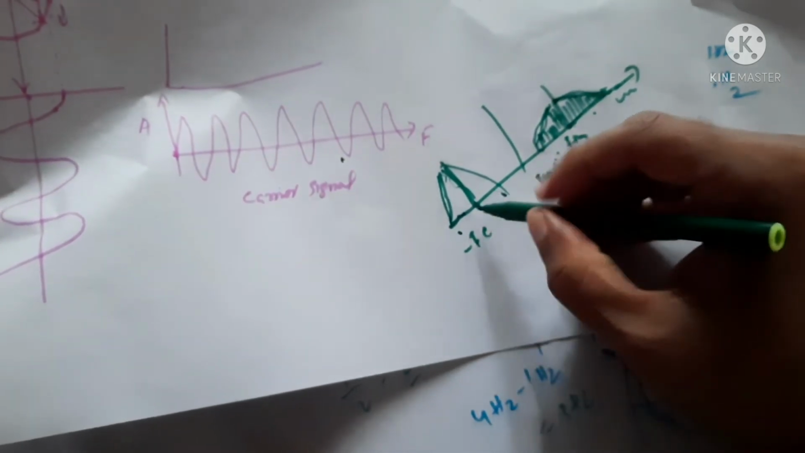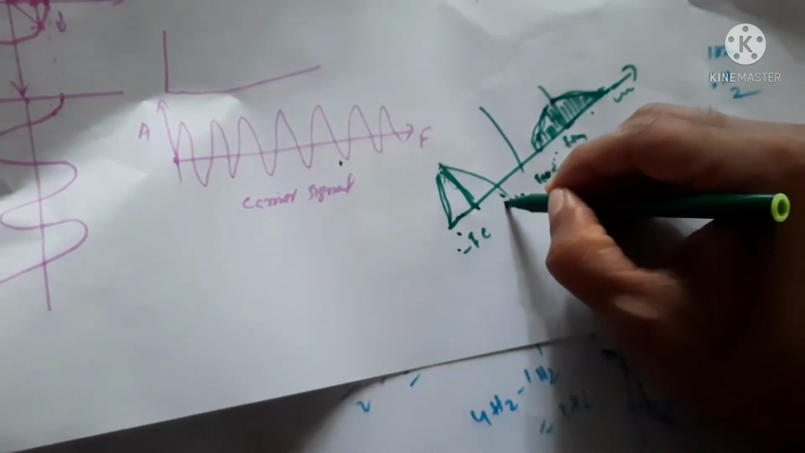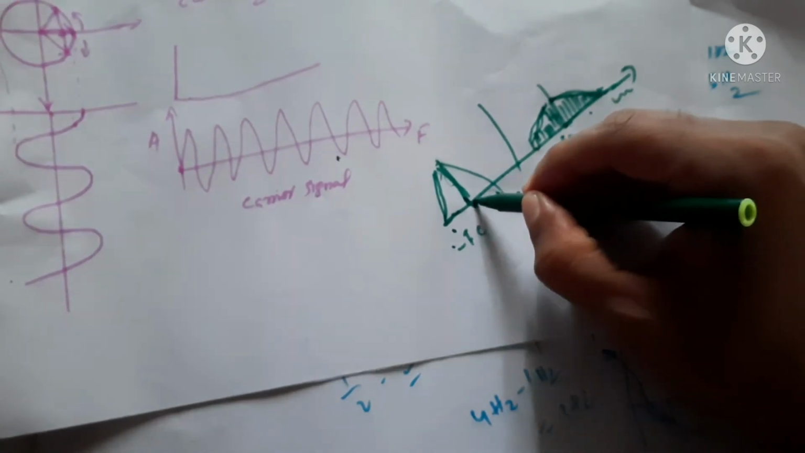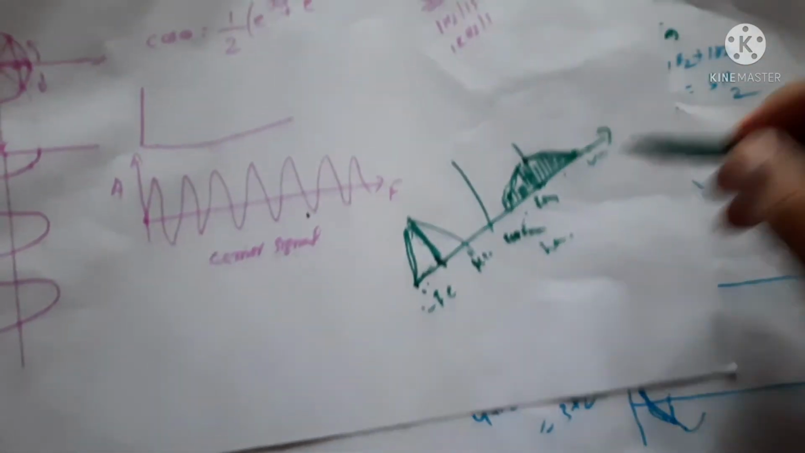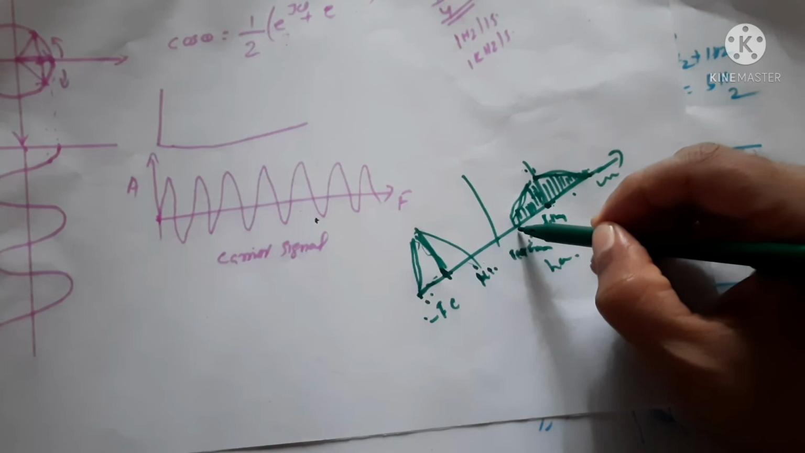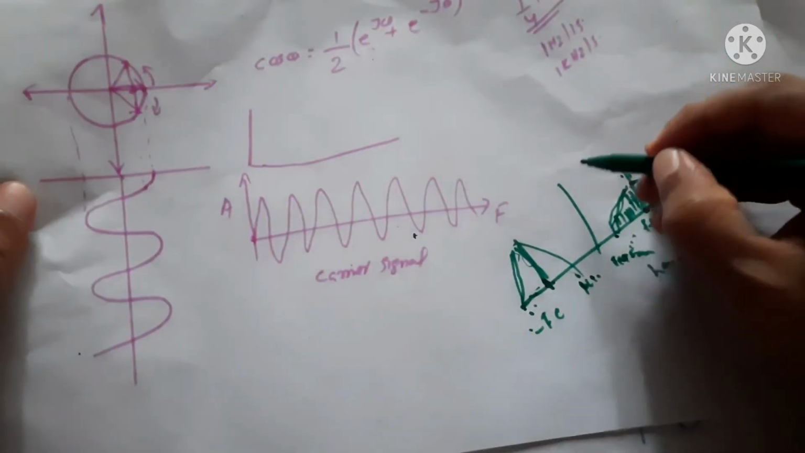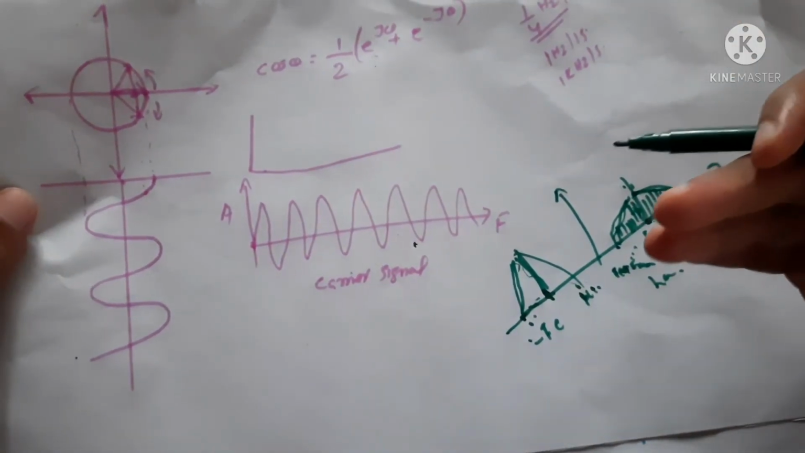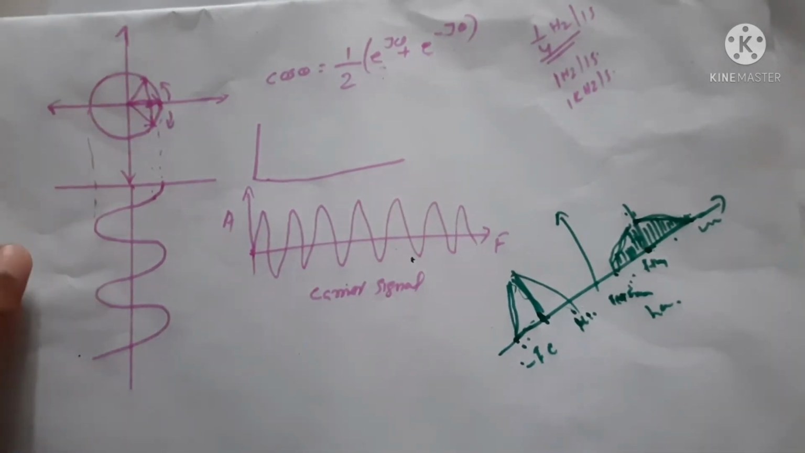This is the negative frequency upper side band and lower side band, and this is the positive upper side band. This is the negative frequency upper side band, and this is the negative frequency lower side band. This is the positive frequency upper side band, and this is the positive frequency lower side band. This amplitude modulation we can easily represent through the vector. We can easily understand it like this.